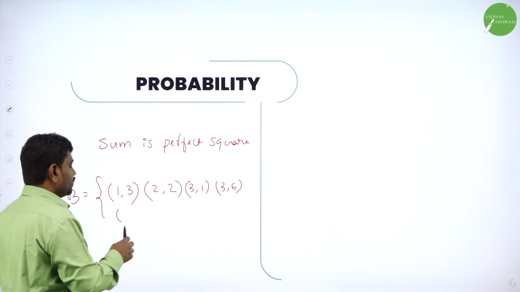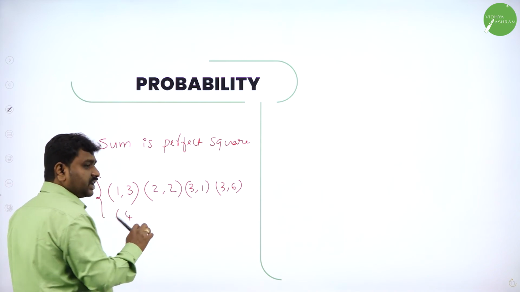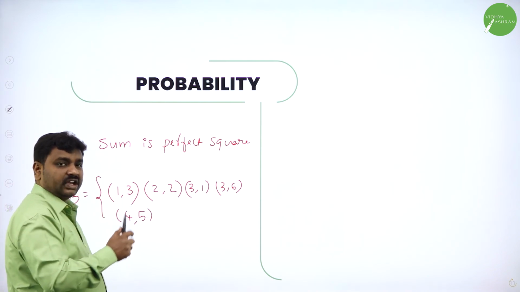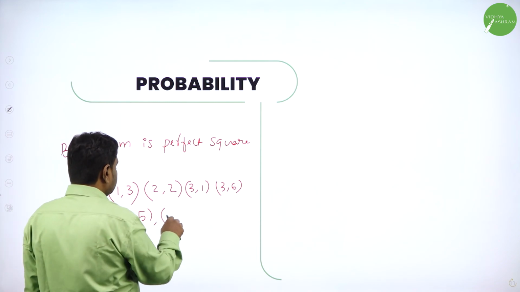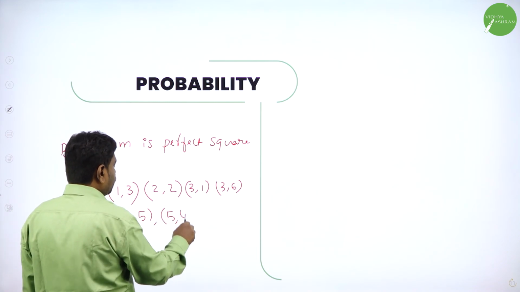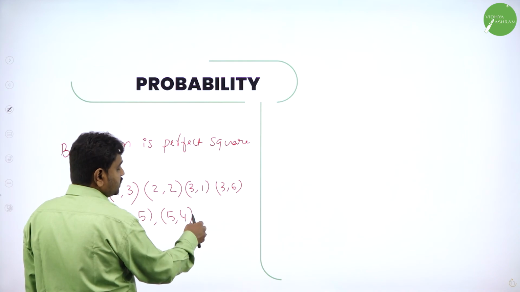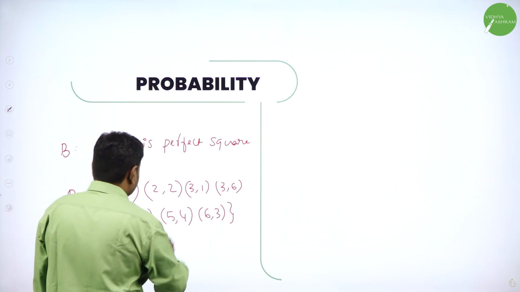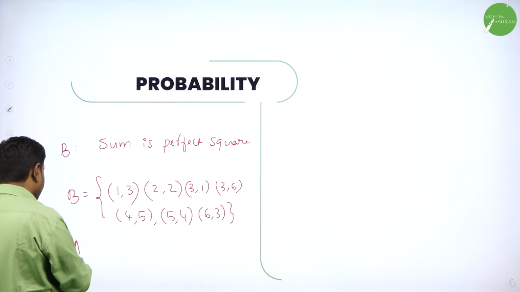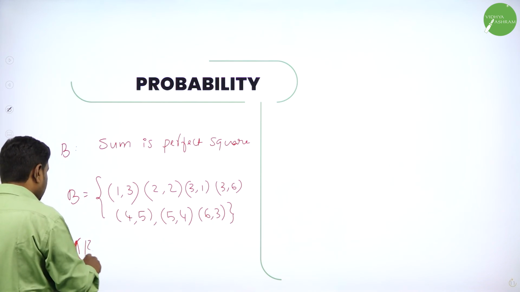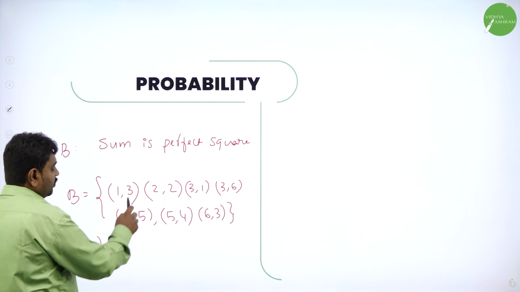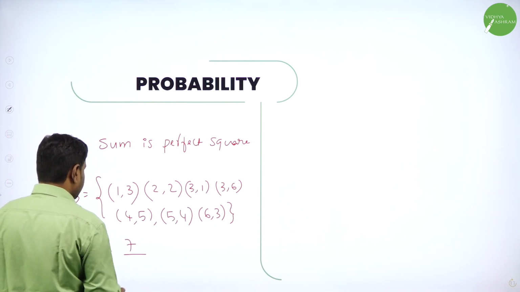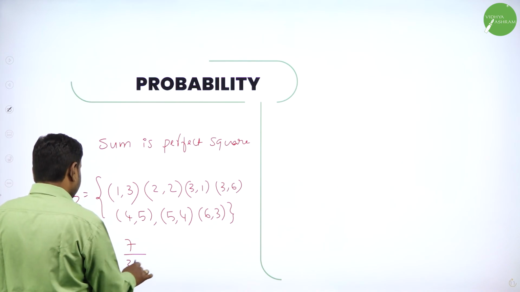Then 4. With 4 we cannot take any combination, but I can take 4, 5. 4, 5 gives you what? 9. Then with 5, 5, 4. With 6, 6, 3. So total how many? n of B means what? Number of elements in this. So number of perfect squares: 1, 2, 3, 4, 5, 6, 7. 7 perfect square combinations are there out of 36.